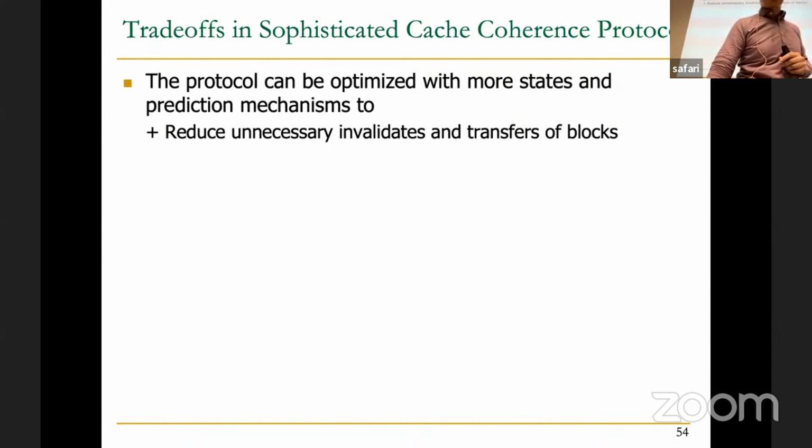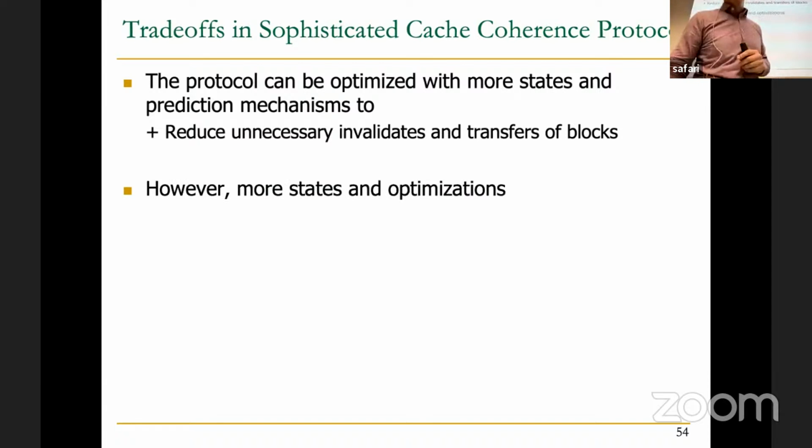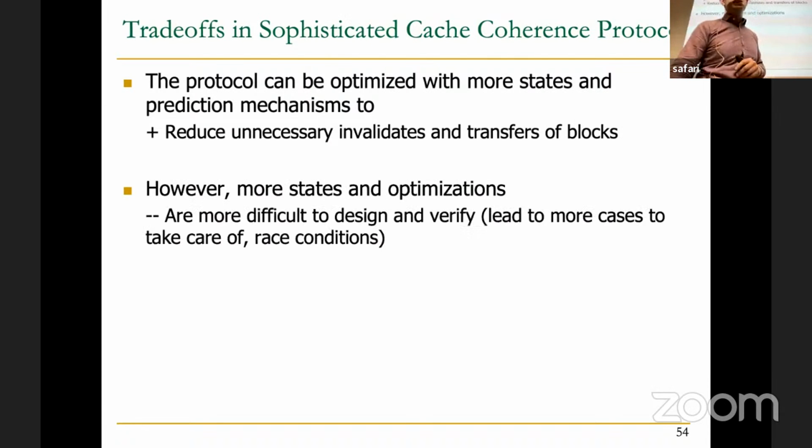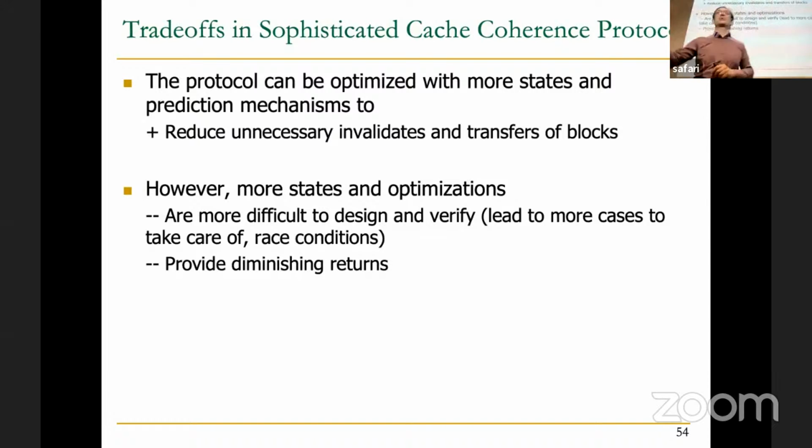Okay. So basically, in the end, what we're doing right now is we're optimizing the protocol, right? The protocol can be optimized with even more states and even prediction mechanisms to reduce unnecessary invalidations and transfers of blocks. However, as we discussed, more states and optimizations are more difficult to design and verify. They lead to more cases to take care of, like race conditions, and they provide diminishing returns over time.